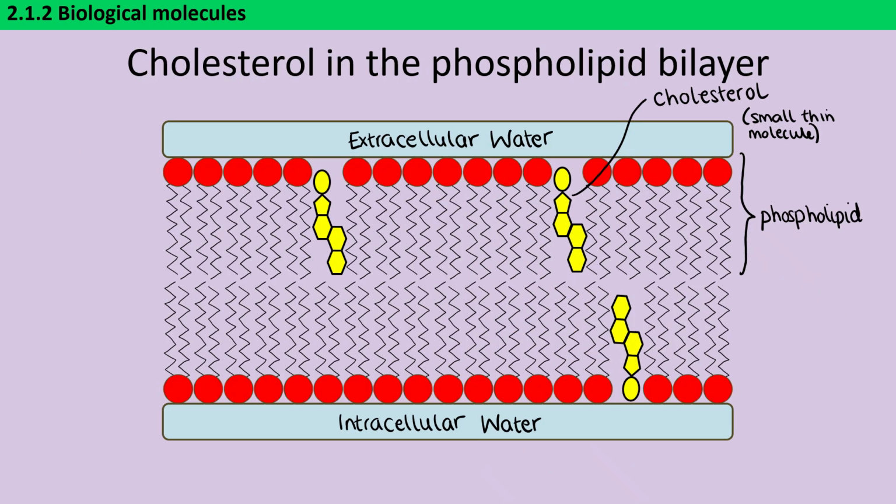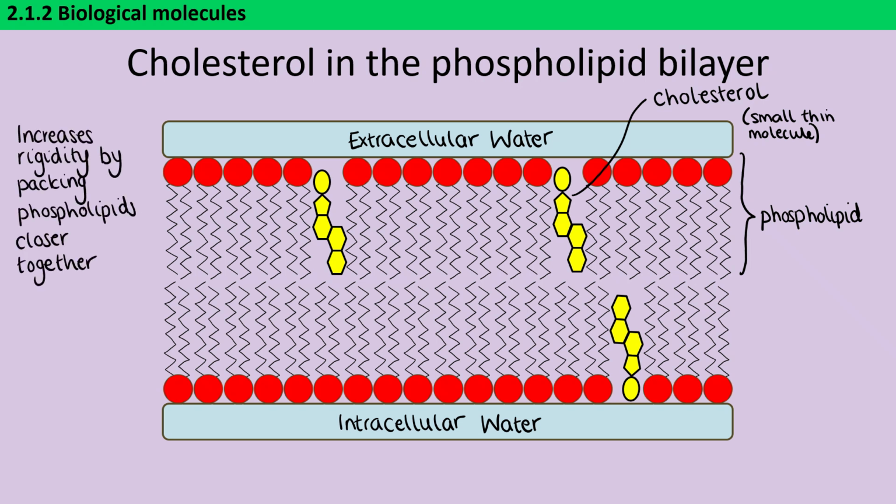Cholesterol is a small, thin molecule that can go in between the phospholipids in the phospholipid bilayer. Because it has that slightly charged end of the molecule, this can interact with the hydrophilic heads of the phospholipids, whereas the rest of the molecule, which is uncharged, interacts with the hydrophobic tails of the phospholipids. The cholesterol is included in the membrane because it increases the rigidity by packing the phospholipids closer together. We sometimes describe this as regulating the membrane fluidity.